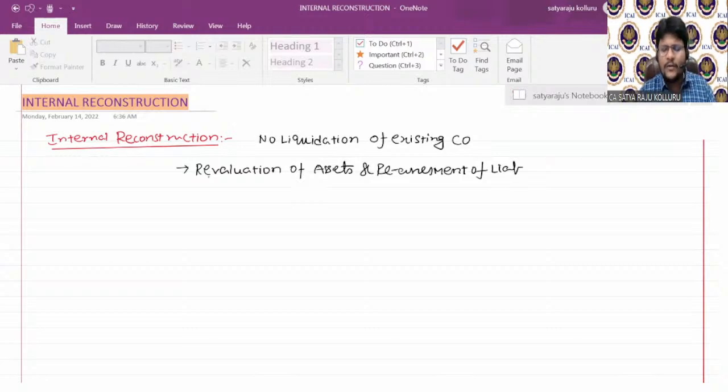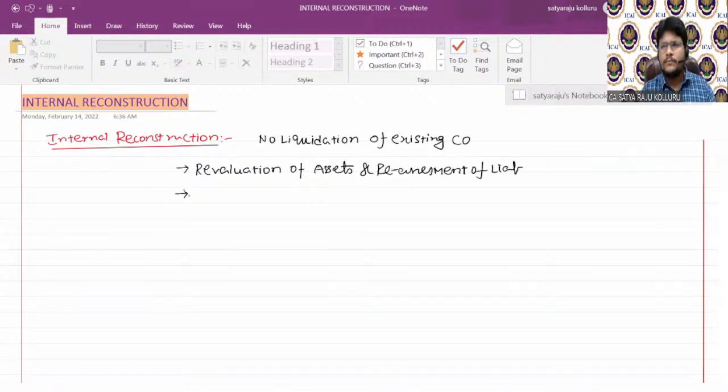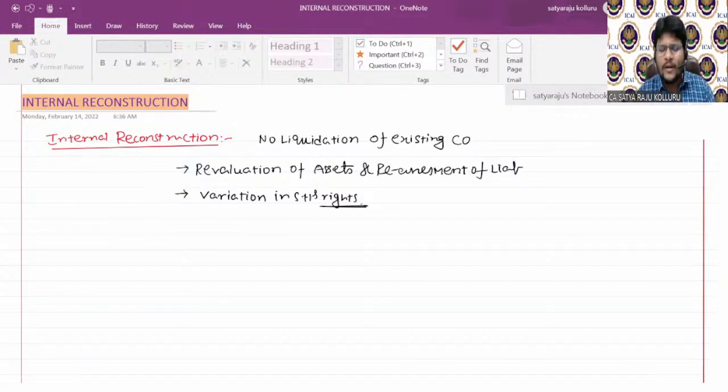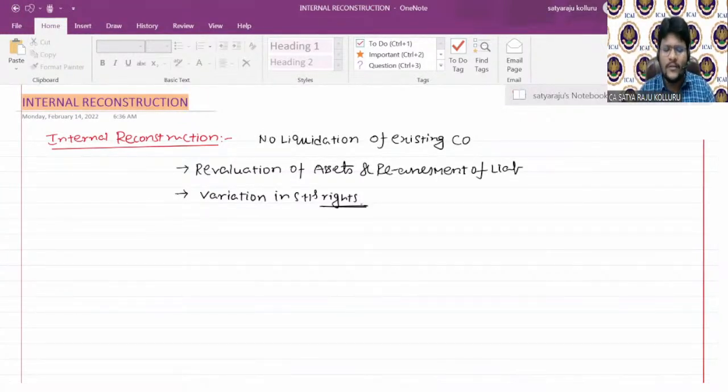So not only revaluation of assets and liabilities, here there also occurs variation in shareholders' rights. Do you know the meaning of variation in shareholders' rights? The right is either a right relating to voting power or a right relating to receipt of dividend. Maybe there is a variation, a change in rights with respect to receipt of dividend or with respect to participation in the meetings. If there is variation in such rights, that also happens as part of internal reconstruction.